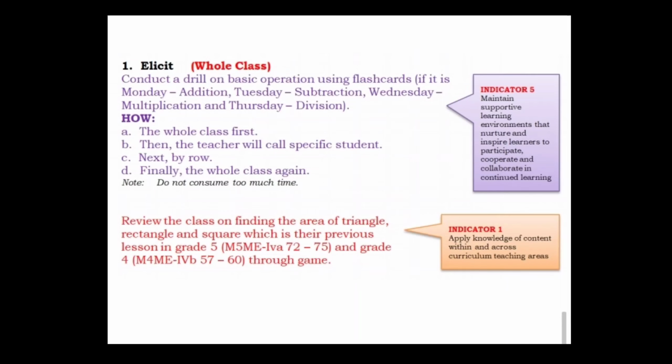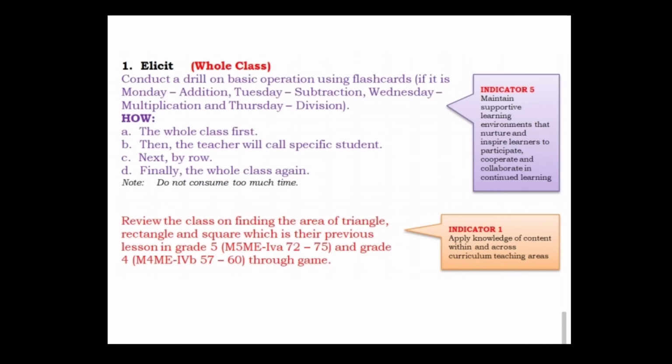The next activity is review on finding the area of triangle, rectangle, and square. This is their previous lesson when they were in grade 5. Thus, it can be used as support to indicator 1 that says apply knowledge of content within and across curriculum teaching areas. In this case, it is applying knowledge within the learning area.